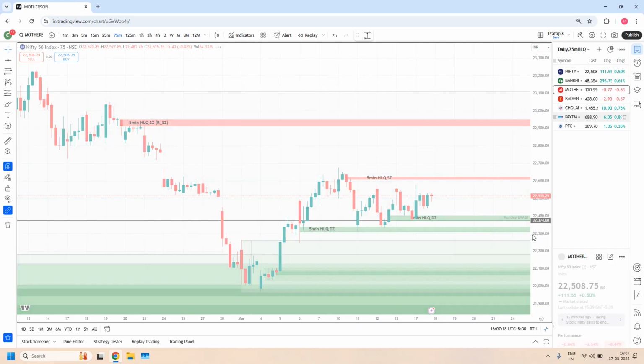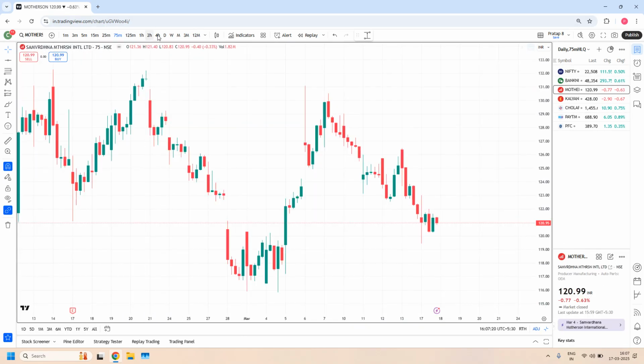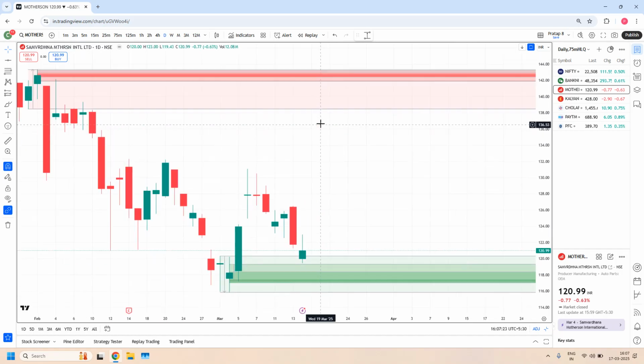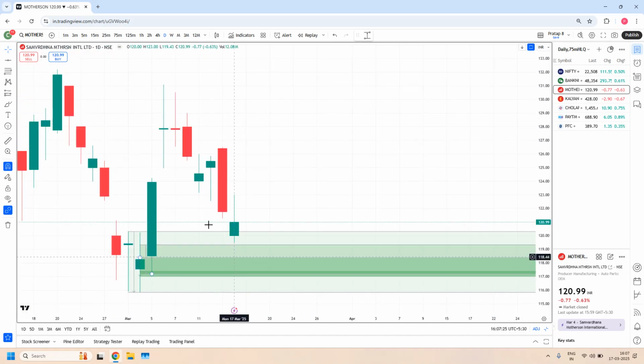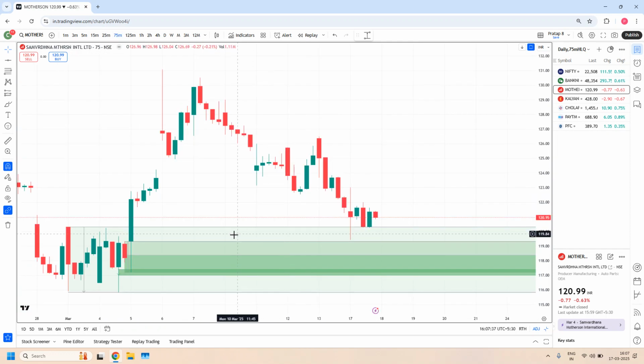Next one is Mother Sun. This is also a daily high liquidity demand zone. If you go to Mother Sun, this is a drop candle with a hidden body, a leg in, then you have 2 base candles and a rally. This one is fine-tuned with the 75 minutes time frame. In the 75 minutes, you have a rally, base, rally.